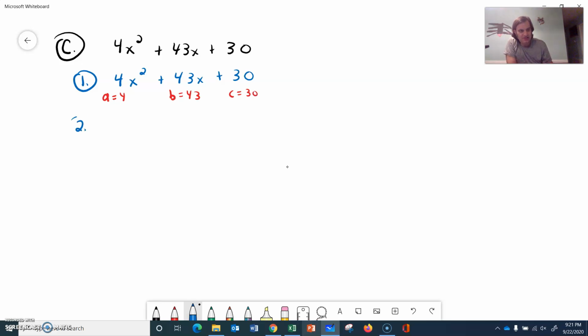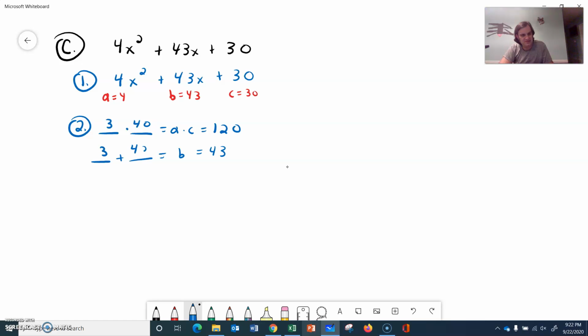So, I'm looking for our two numbers multiplied together to give us A times C, which would be 120, and add up to be B, which is 43. You can play around with that for a little bit, but it is 3 and 40. They have to be the same sign, and they add up to be a positive, so they both have to be positive. So we got our two numbers. Everything else is just systematic.